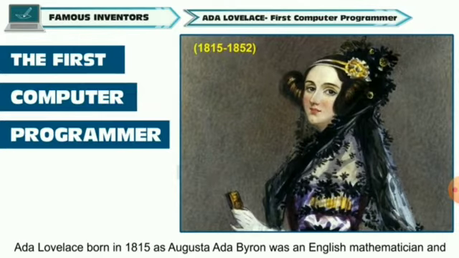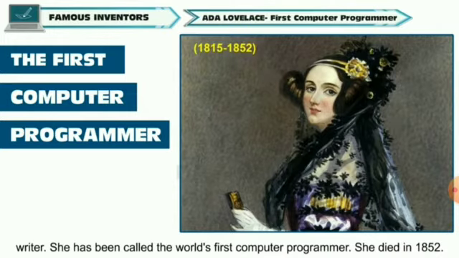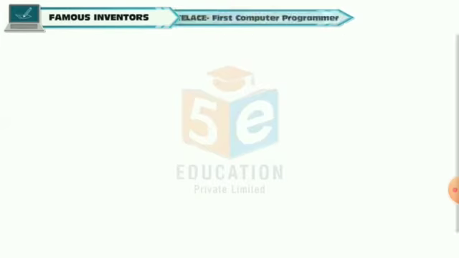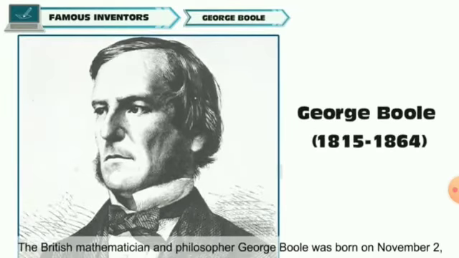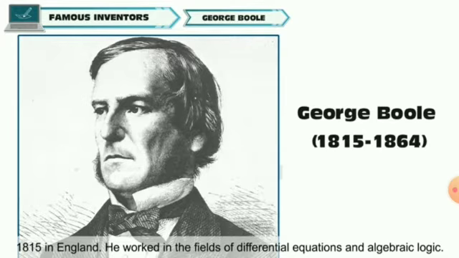Ada Lovelace, born in 1815 as Augusta Ada Byron, was an English mathematician and writer. She has been called the world's first computer programmer. She died in 1852. The British mathematician and philosopher George Boole was born on November 2nd, 1815 in England. He worked in the fields of differential equations and algebraic logic.